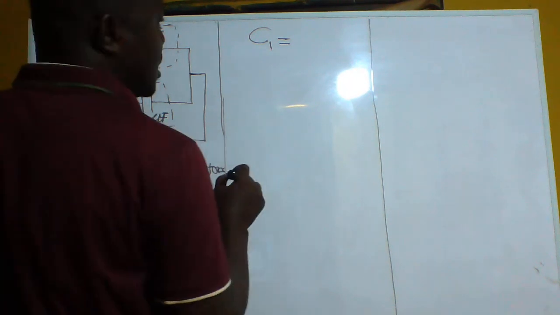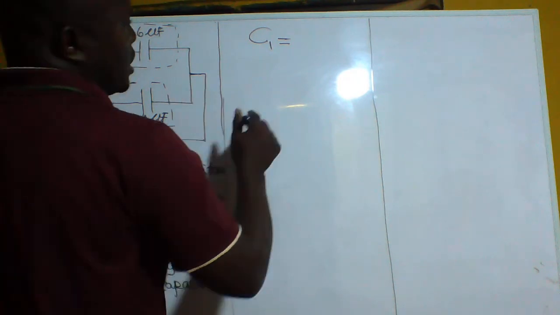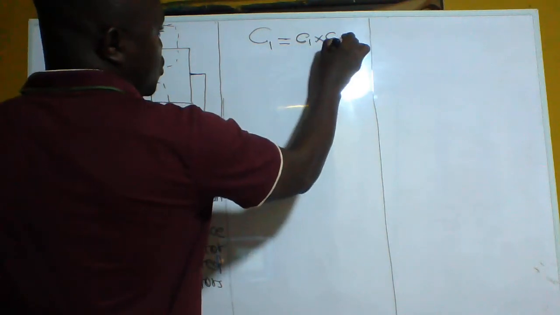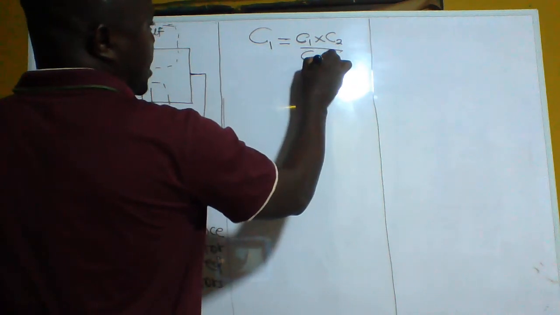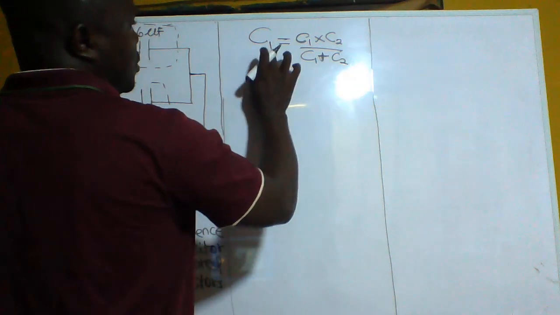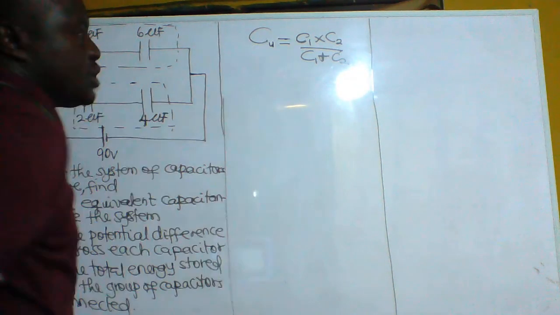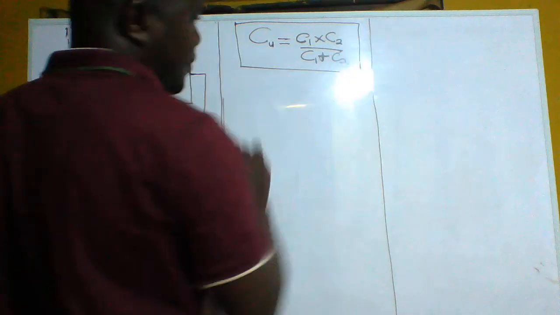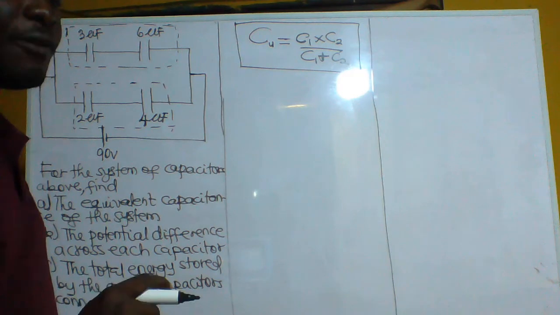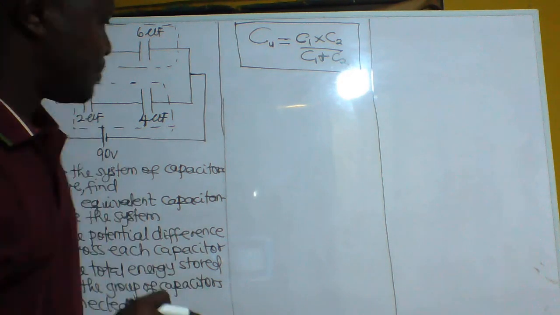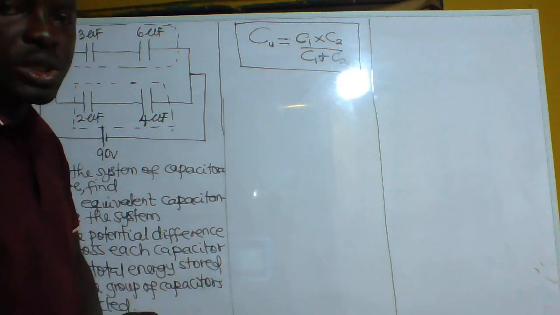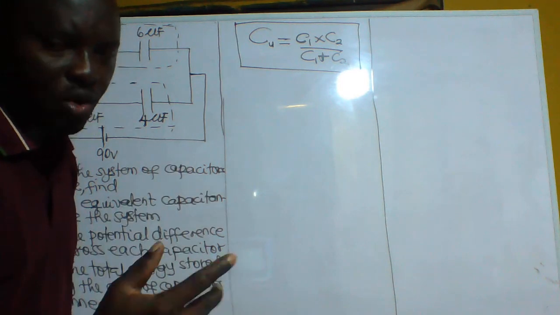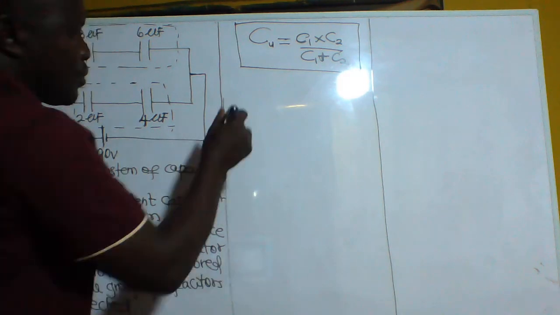Because they are connected in series, their total capacitance will be equal to C1 times C2 over C1 plus C2. Let me make it C subscript U, for upper. Please do not forget that this formula applies only to the situation where you have two capacitors connected in series. When you have three or more, you can't use this. Please take note.